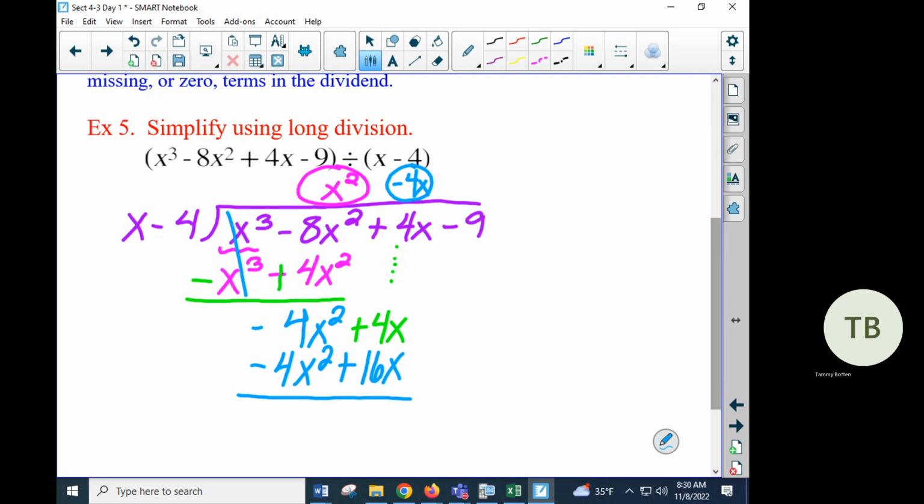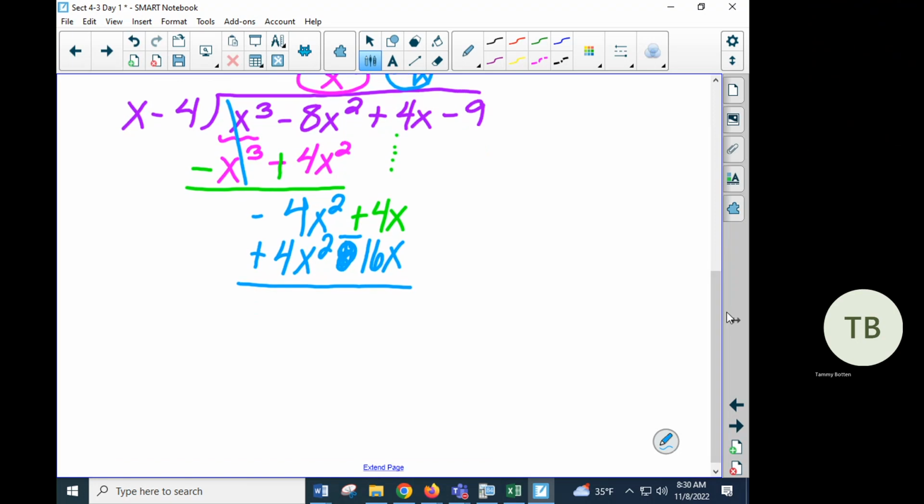Okay. Then what you have to do is change the signs on both of these. So what we would do, this first one would become a positive. The second one is going to be a negative. Okay, so you have to change the sign on both. This is going to cross out. If it doesn't, you've done something wrong. And then you have 4x minus 16x, which should be negative 12x. And then what we're going to do is bring down our last term, which is the negative 9.